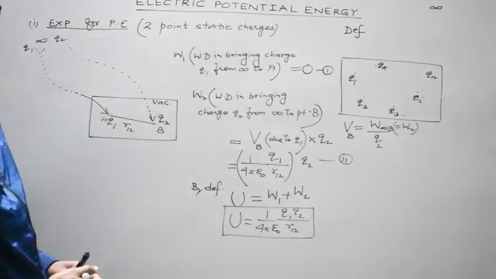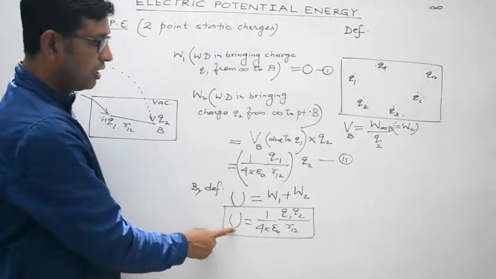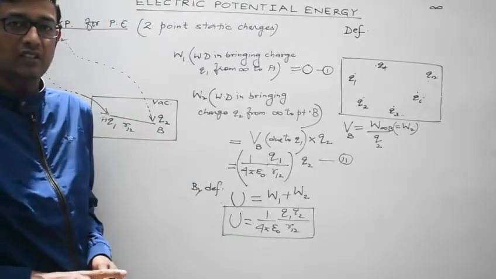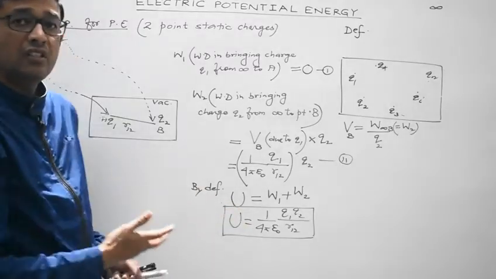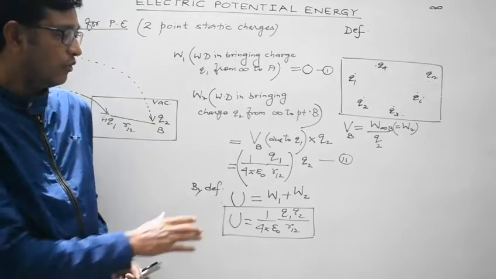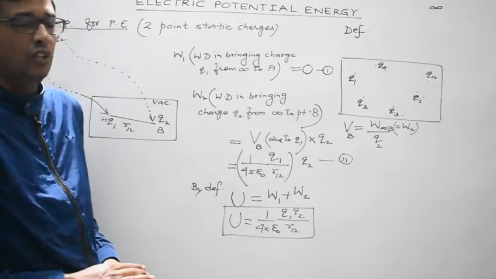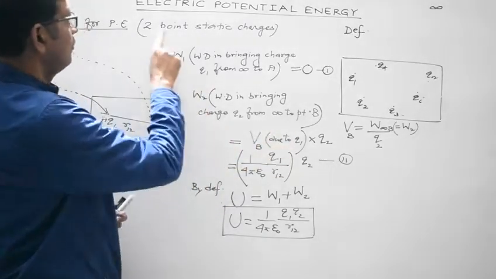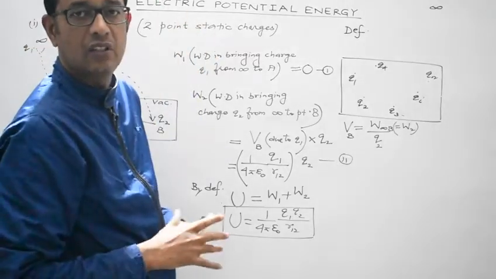This is the expression for the potential energy of a system comprising 2 point static charges. And as you are aware, potential energy is a scalar quantity. It will have only magnitude but no direction. So you can extend the same concept while deriving the expression for 3 point static charges. So let's do it.